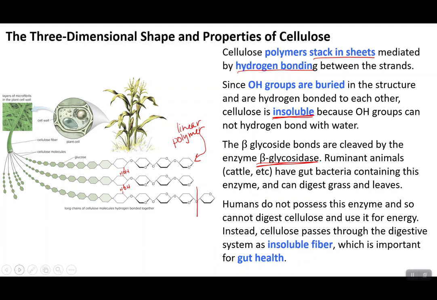So while cattle and others can grab nutritional benefit from eating grass and leaves, humans cannot, because we don't have the enzyme that is going to cleave that glycosidic bond in order to extract that glucose unit. Instead, cellulose is just going to pass through the digestive system in humans, and this is what we call insoluble fiber in our diet. And this is going to be important for gut health. So even though we cannot derive nutritional benefit, meaning we cannot derive calories from this, because we cannot cleave it, it still passes through our gut, and it is important for the health of the bacteria and the environment in the gut.